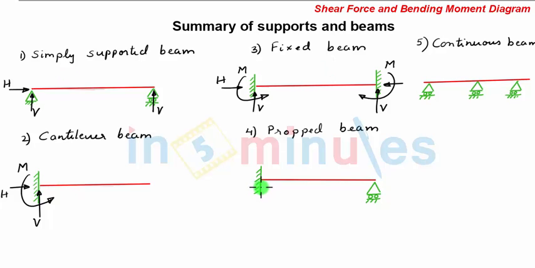So now here in propped beam we have one vertical reaction, one horizontal reaction and a couple M, moment M, and in the roller support we have one vertical reaction. Now next, in the continuous beam, at all the points of roller supports we have vertical reaction.